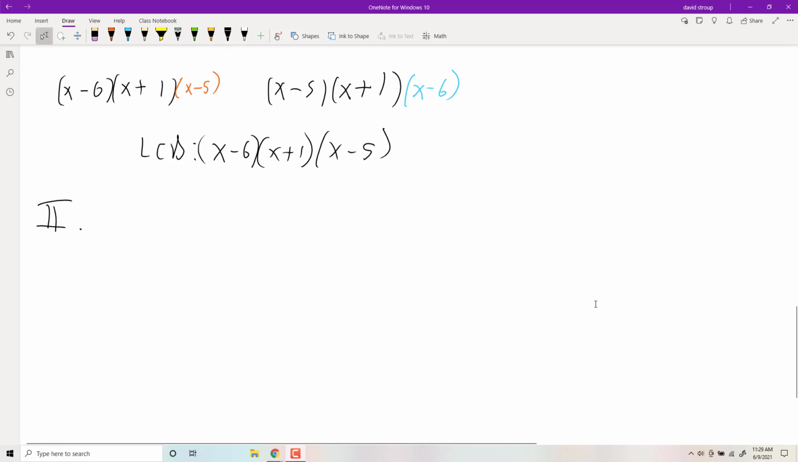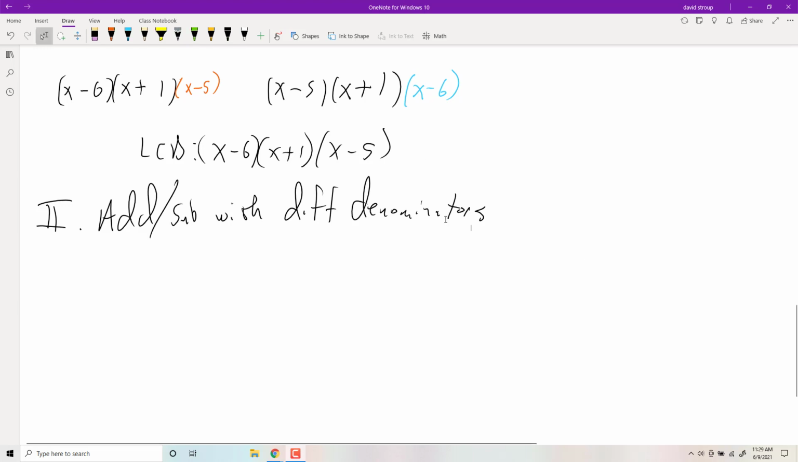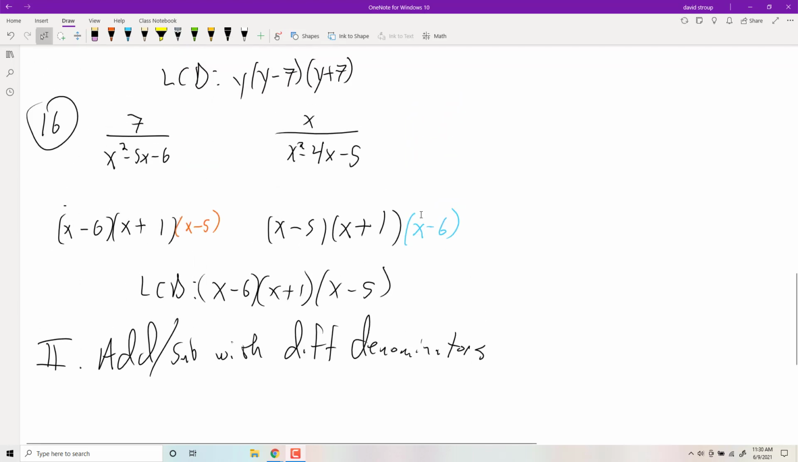So at this point, we want to put it all together and actually add and subtract some rational expressions with unlike denominators. So with diff, I guess that means different denominators. Okay. And we pretty much are only one step away, and I'll scroll up to number 16 and show you how it would work. So imagine I'm adding those two fractions in problem 16.